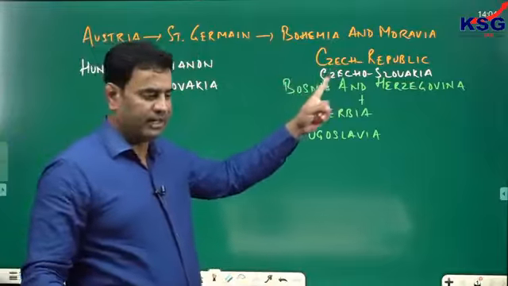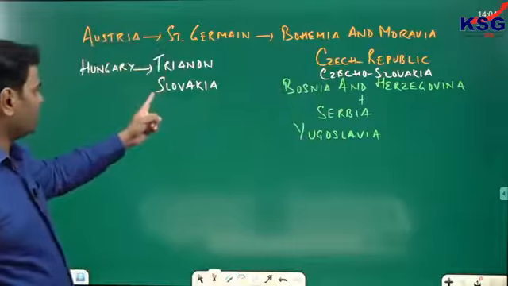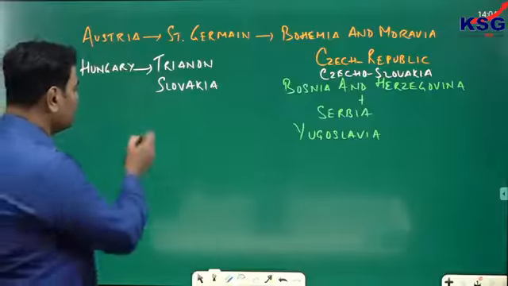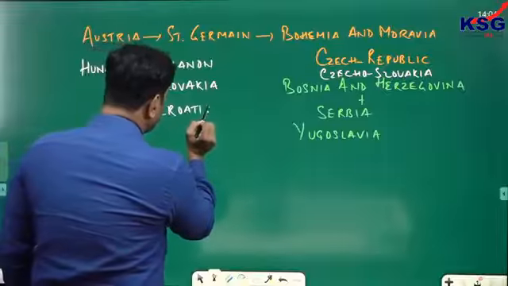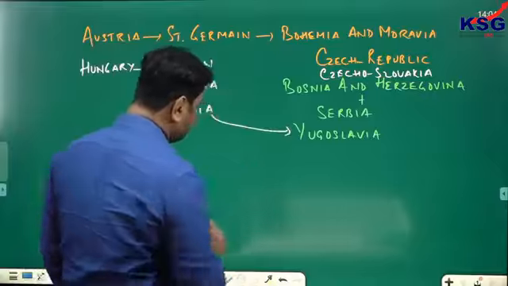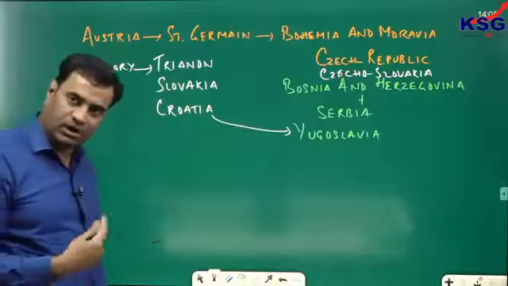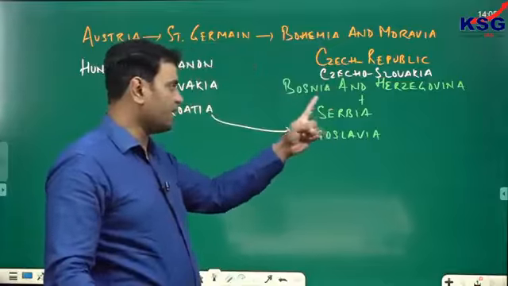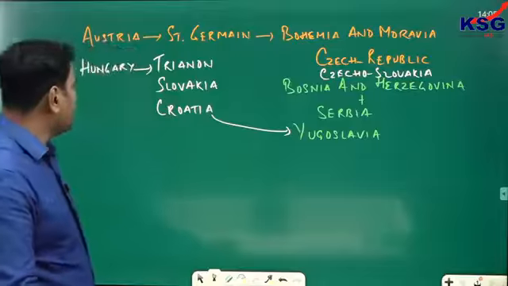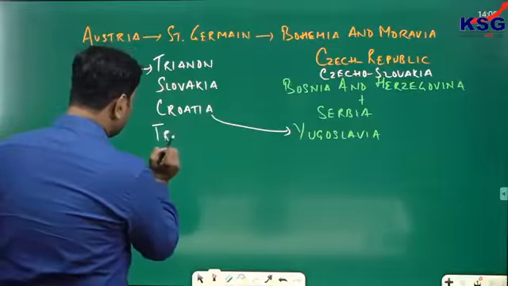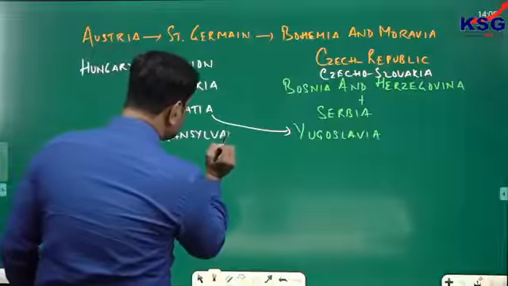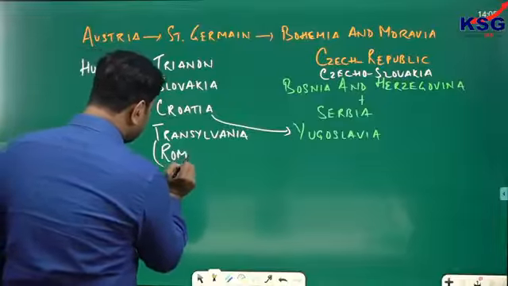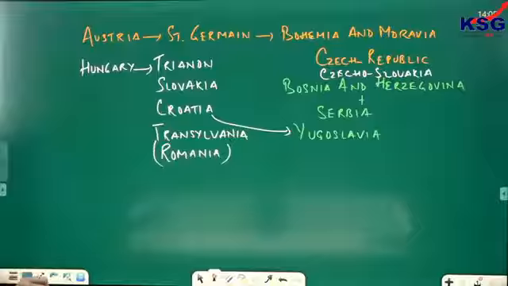Clear? So Czechoslovakia was a large country created with the addition of Slovakia from Hungary. Initially known as the Czech Republic, it then came to be known as Czechoslovakia. At the same time, under the Treaty of Trianon, Hungary was forced to surrender the region of Croatia, and this region of Croatia was integrated with Yugoslavia. So it led to further redrawal of national boundaries, and Yugoslavia began to comprise Bosnia, Herzegovina, Serbia, and Croatia. Clear? Hungary was also forced to surrender the region of Transylvania, and this region was given to Romania, another victorious power.